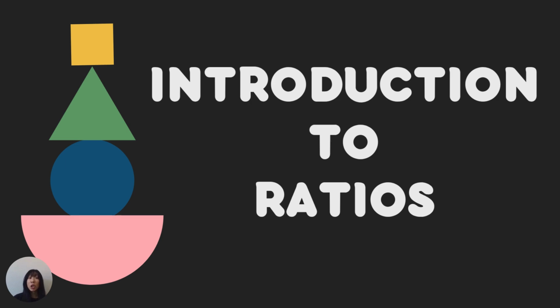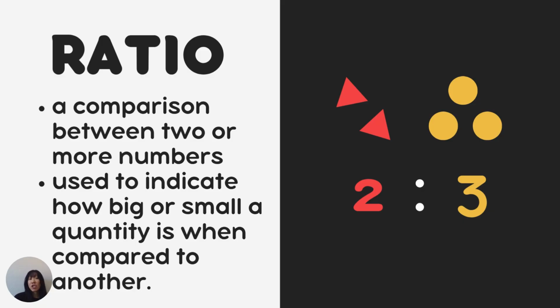Today, we're going to start our new unit on ratios. Ratio. A ratio is a comparison between two or more numbers. It is used to indicate how big or small a quantity is when compared to another. Take a look at the example being shown. 2 triangles to every 3 circles.